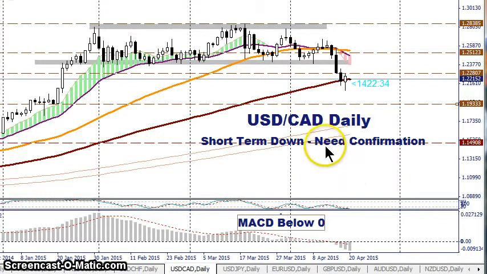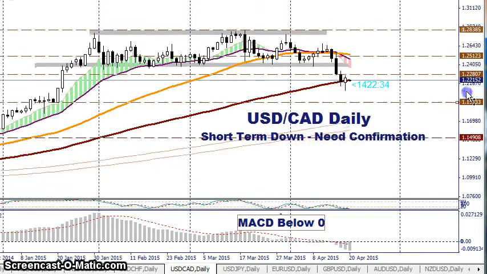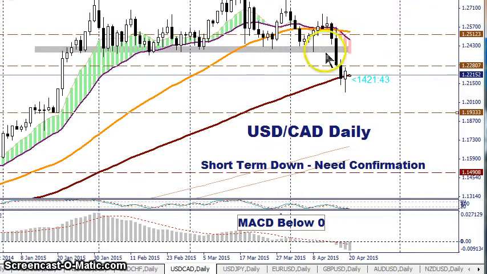However, we're waiting for further confirmation. See, I've written it here. We need confirmation. Will price continue to go back lower, or will price bounce back up and again retest this gray rectangle area right here, which is now resistance? Okay, so this gray rectangle, let me just see if I can make that a little bit bigger for you. The gray rectangle is resistance. Right now we're using the 100-day simple moving average as support.